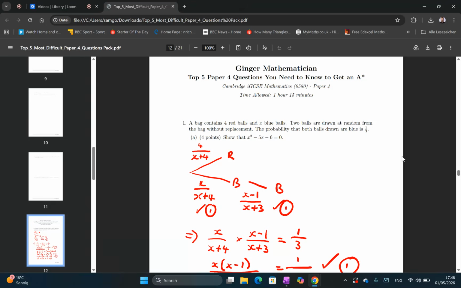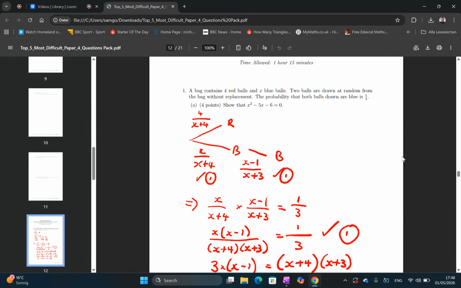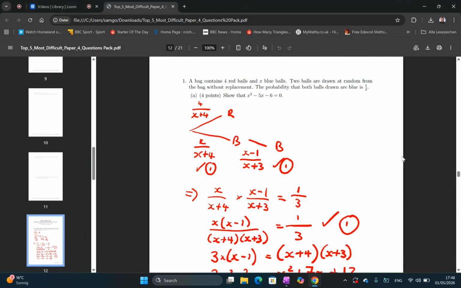So let me go through the first question here. They're all different topics, always towards the end of the paper to really get you prepared. So my question here is: a bag contains 4 red balls and x blue balls. 2 balls are drawn at random from the bag without replacement. The probability that both balls drawn are blue is 1/3. And from this, you're supposed to work out a quadratic, x squared minus 5x minus 6 equals 0.